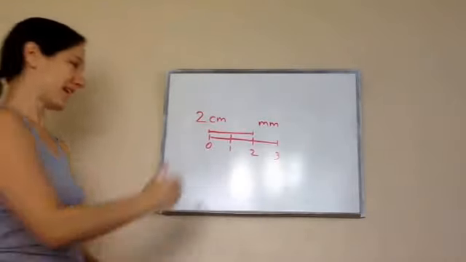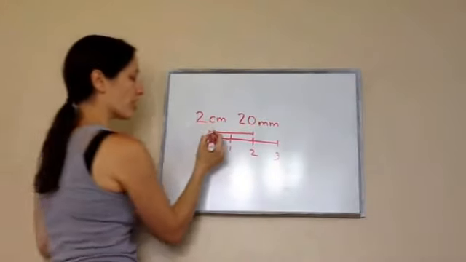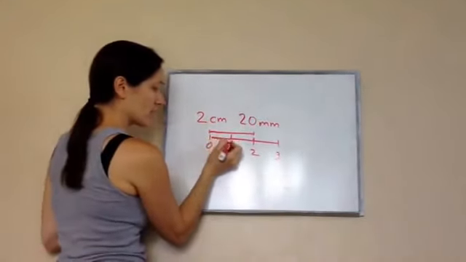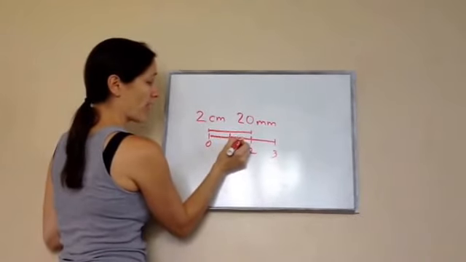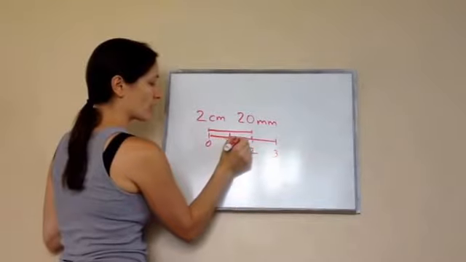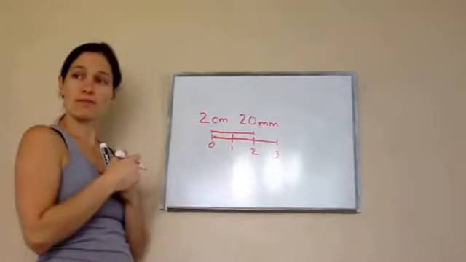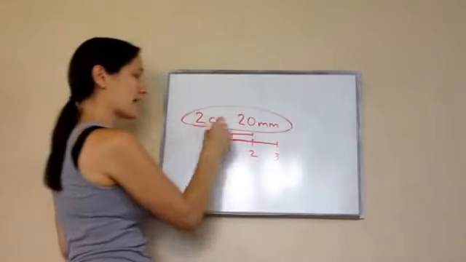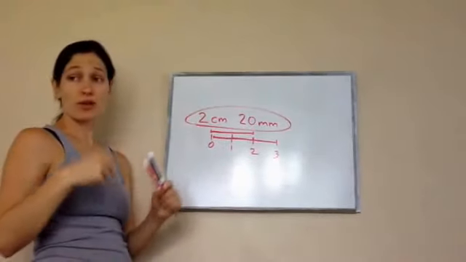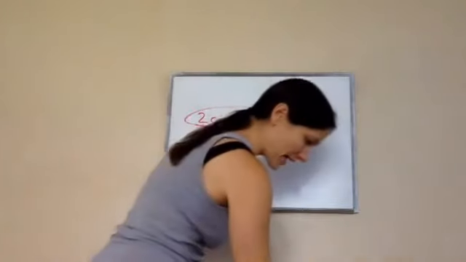20. Okay, and how did you get that? Because there's 10 in between each. Very good. There are 10 of these in between each one. So if I were to count that, that would be 1, 2, 3, 4, 5, 6, 7, 8, 9, 10, 11, 12, 13, 14, 15, 16, 17, 18, 19, 20. Because millimeters are smaller, right? Yep. Very good. So that is how you would answer that. It is 2 centimeters, but it's also 20 millimeters. Okay? That is lesson 7.